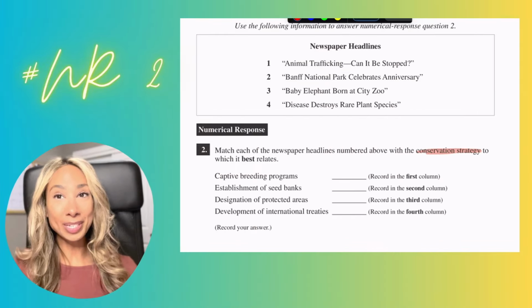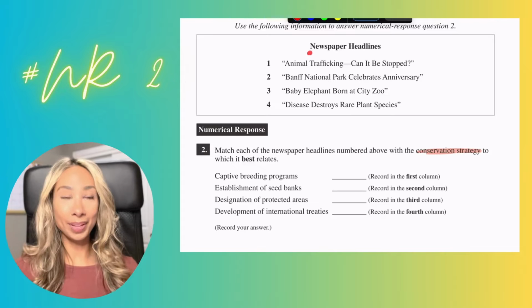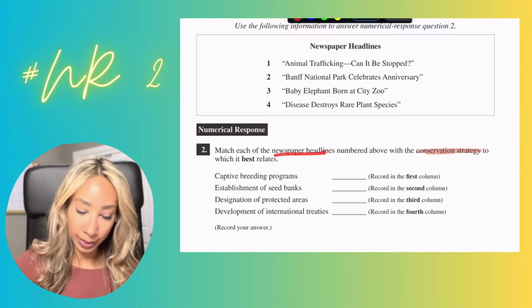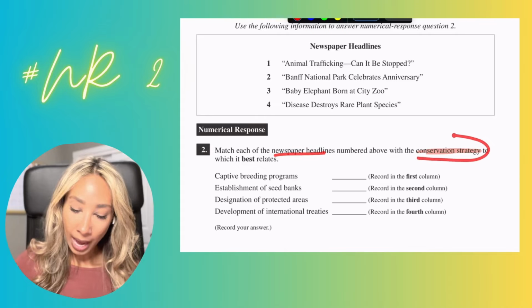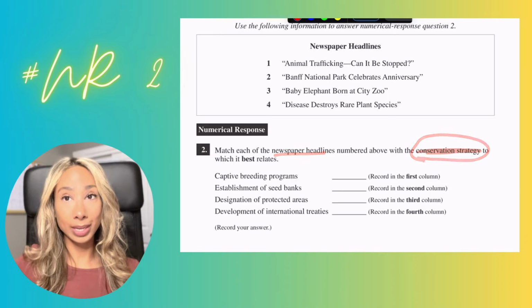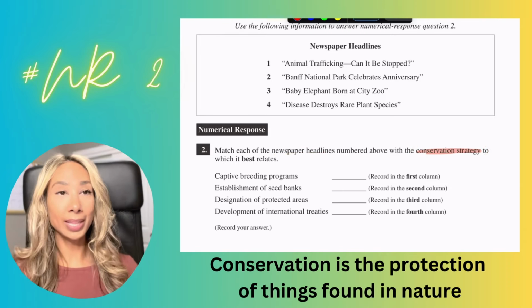Okay, numerical response number 2 here. So we've got a couple of things that are happening. We've got some headlines here, and we're going to look at these headlines and apply them to which conservation strategy they're most likely talking about. So let's go through and read the headlines first.